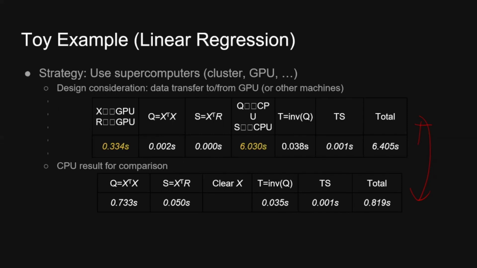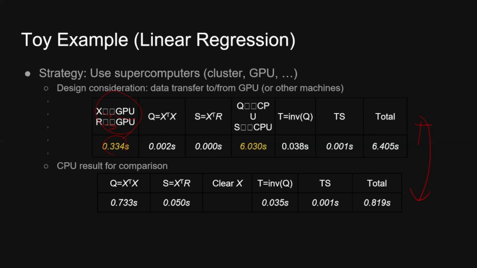Sorry, for some reason, some of the symbols are broken on my screen. I think it was okay on the Google slide. But anyways, what's supposed to be here is an arrow indicating that X is being uploaded to GPU and R is being uploaded to GPU. And that procedure takes 0.3 seconds.